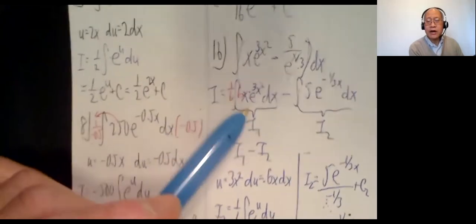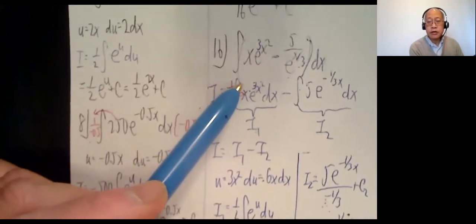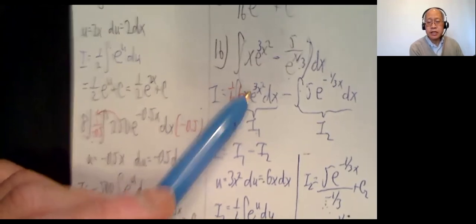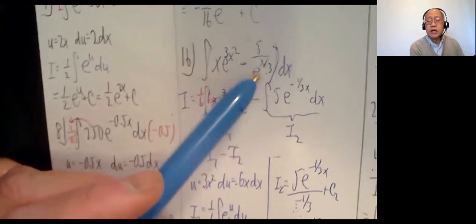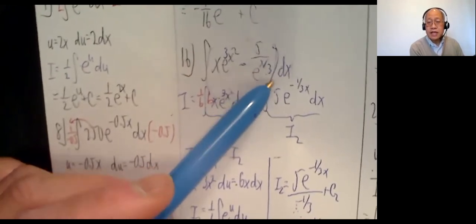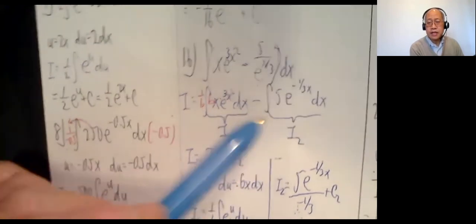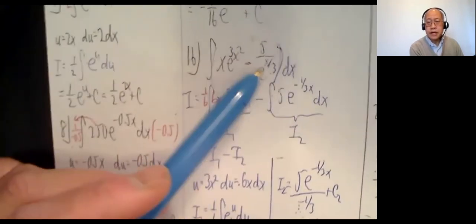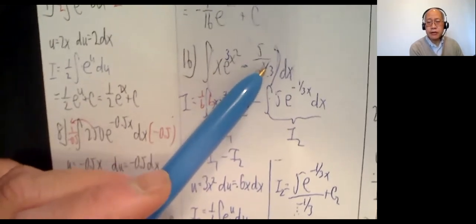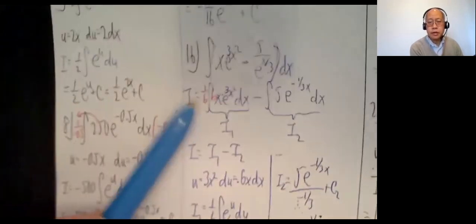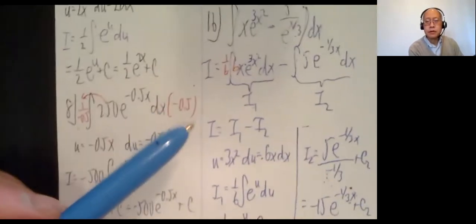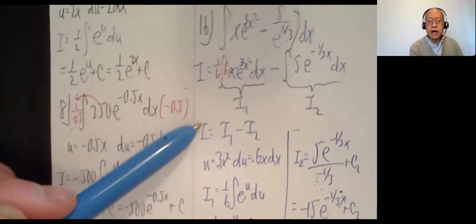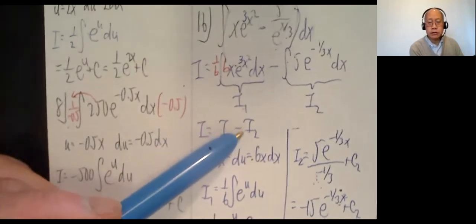So I call this I1, the first integral is x e to the 3x squared dx. I'm calling that I1. Minus integral of 5. Okay, I'm going to rewrite that as e to the negative 1/3 x dx. That's I2. Okay, it's in the denominator, so I bring it upstairs. Dividing by 3 is the same as multiplying by 1/3. Okay, so it's almost like I take a timeout, figure out I1, figure out I2, and then put them together. So the original integral I is now I1 minus I2.